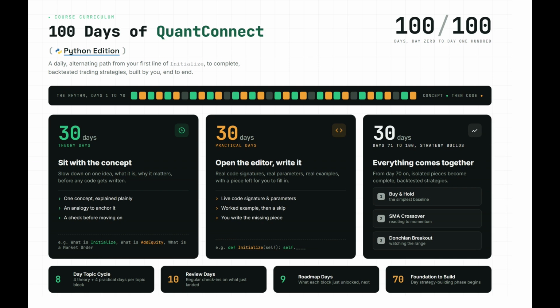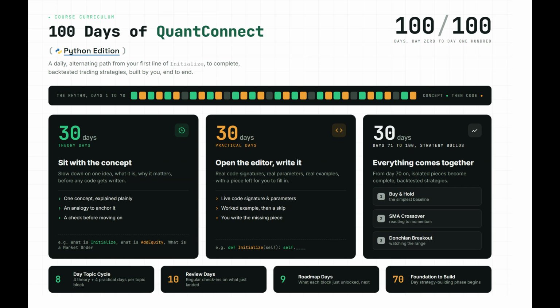And then, starting on day 70, everything changes. From day 70 onward, we stop learning isolated pieces and we start building complete strategies. Real ones. I'll show you the idea behind each strategy first, the actual reasoning, the logic, why someone would build it this way. Then I'll show you how to write it piece by piece. We'll initialize it properly. We'll build out the on-data logic together. We'll run it as a backtest. And this part matters a lot, we'll read the logs and the charts together and actually talk about what happened. Not just whether it made money, but why it behaved the way it did.